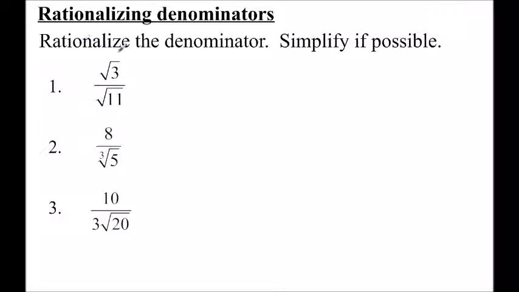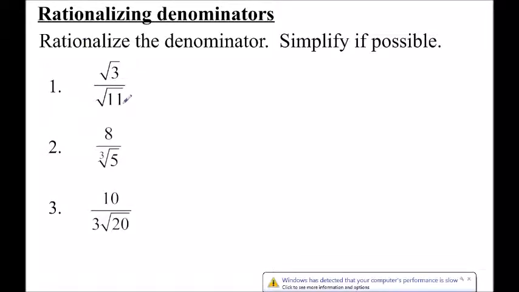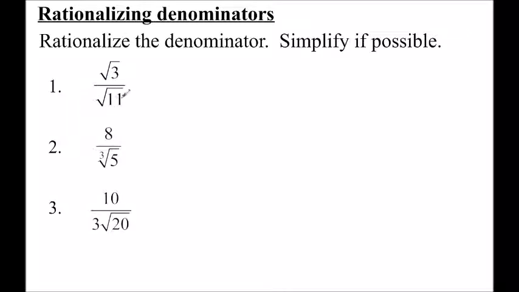Give you a second to jot down the heading and these three examples, and we're going to work through these. Okay, so if you have radical 3 over radical 11, we don't care so much about the radical 3 in the numerator. That's fine, but the radical 11 in the denominator is not considered simplified. So we're going to multiply the numerator and denominator by a form of 1 here. So we're going to multiply by square root of 11 over square root of 11.